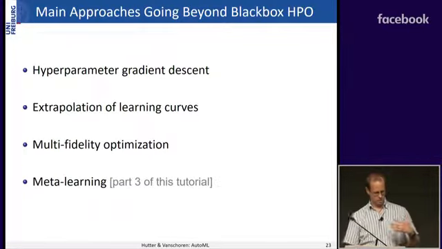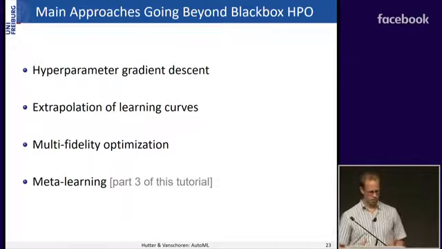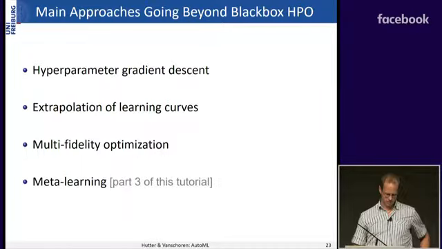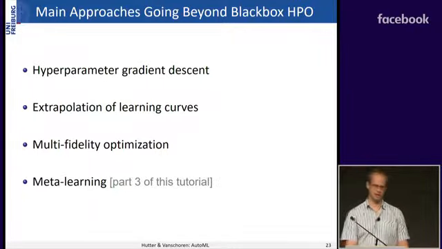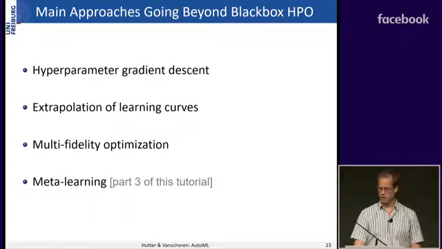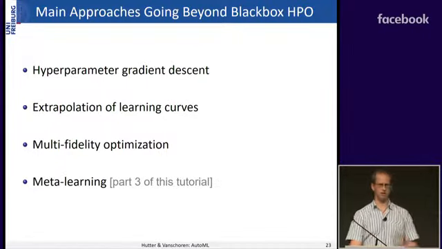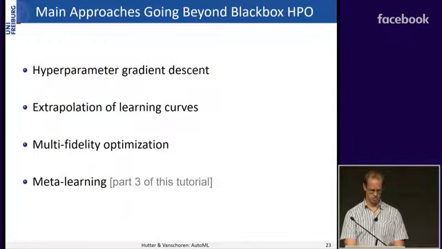So there's 4 different types of approaches for going beyond black box optimization. Meta learning I will not talk about, because that is part 3 of this tutorial, and Joaquin will talk about that later. And there's a lot of different approaches here. I will briefly talk about these first 2, and then focus on multi-fidelity optimization, because that is kind of the most mature method right now and is at a stage where you can use it as a tool.